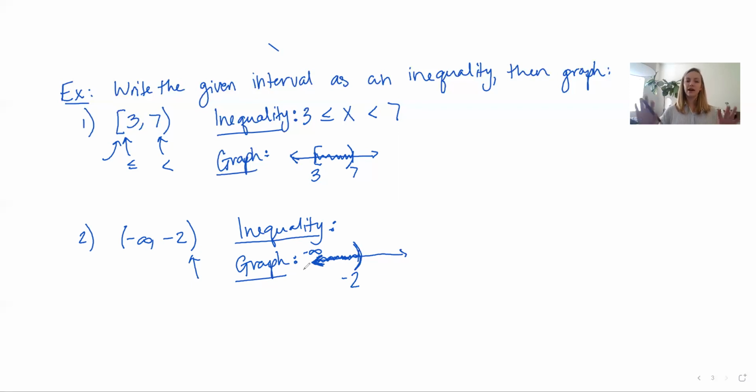So now looking at the graph and going to our inequality form, we want all of the numbers that are less than negative 2. Strictly less than because we don't have a bracket. So we're going to have x is less than negative 2. It's not sandwiched in between two numbers this time because one of our endpoints is negative infinity. So we just have x is less than negative 2, and we're not going to put that negative infinity on there.